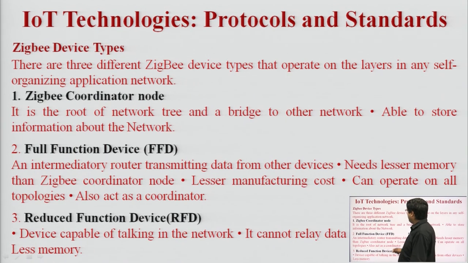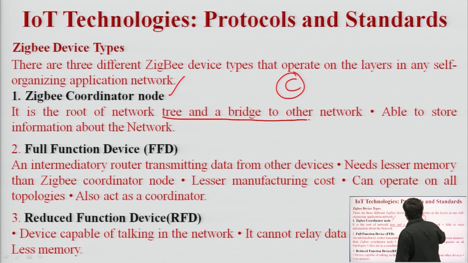So in Zigbee devices, we have three nodes. The Zigbee coordinator node: we have seen that there is one coordinator node. It is responsible for communicating with the remote device, and it is basically the root of the network tree. So information can be relayed through this node.